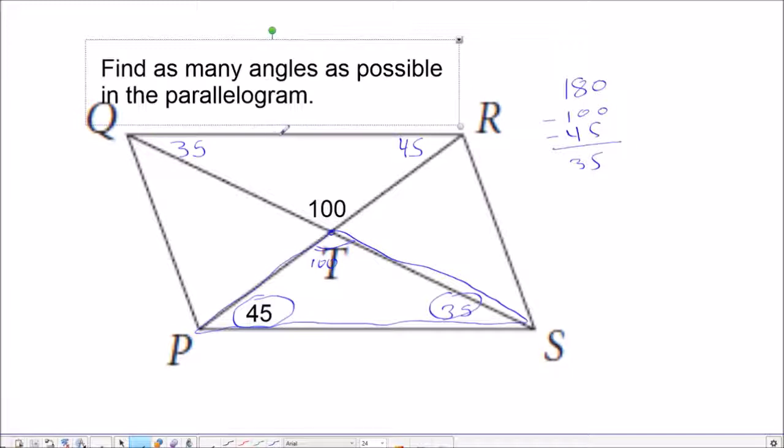Or you could understand that since this is a parallelogram, we're going to have alternate interior angles. 45 and 45 are alternate interior angles. And then finally, we have one straight line here, which means we have a linear pair. Linear pairs also add up to 180. So 100 plus 80 is 180, and 100 plus 80 is 180.